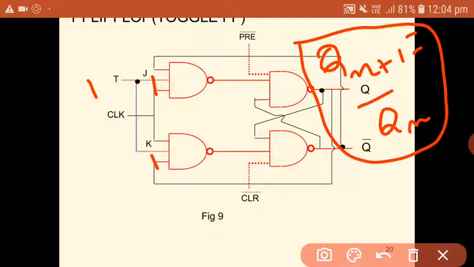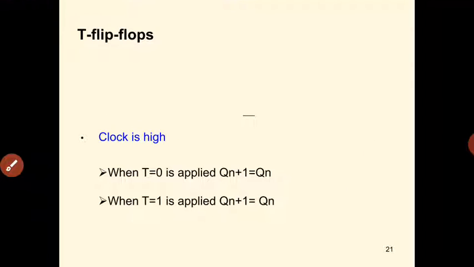That means present output state should be equal to the complement of the previous output. That's why the flip-flop is named toggle flip-flop. That means whenever the input T, the toggle input, is high, then the output toggles. Toggles means present output will be equal to the complement of the previous output. So this is the operation of T flip-flop.